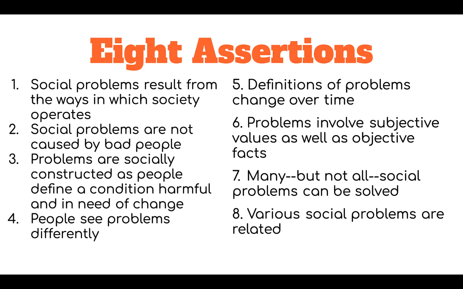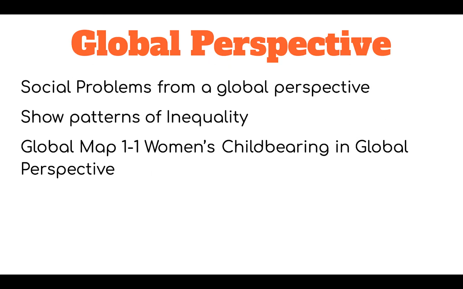But some people argue that not all social problems can be solved. Another complication is that various social problems are related, right? This is because they're rooted in how society works. So sometimes addressing one social problem can actually help alleviate other social problems at the same time.